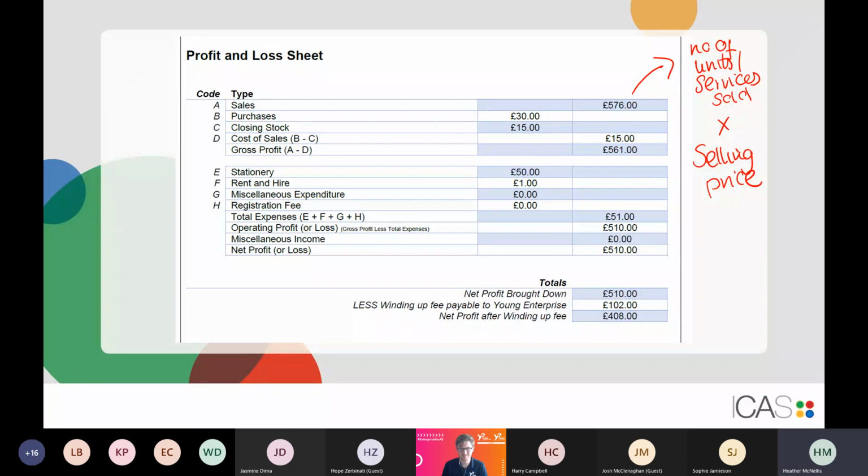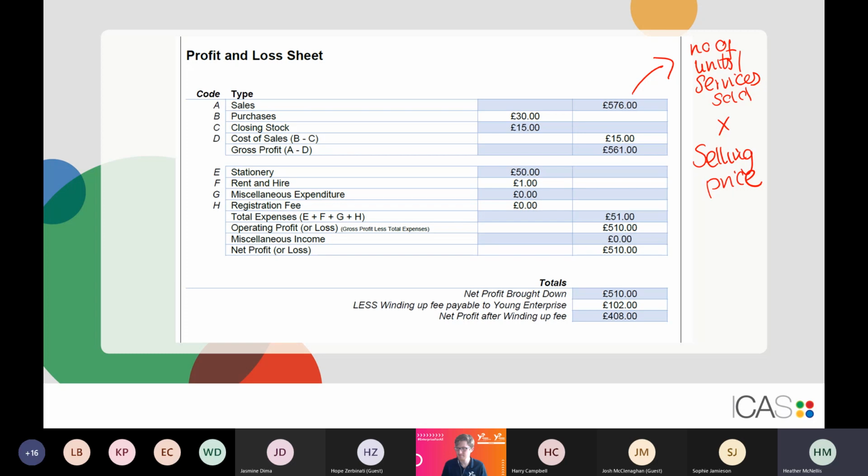I sell them for £5 a hairband, and I've sold 10 of those. That would be 10 times my 5. So that would be £50 that I would have made in sales. Okay, but in this example here, it was 576. So they've sold units times by however much they sold them for. So that's what the sales figure there is telling us.